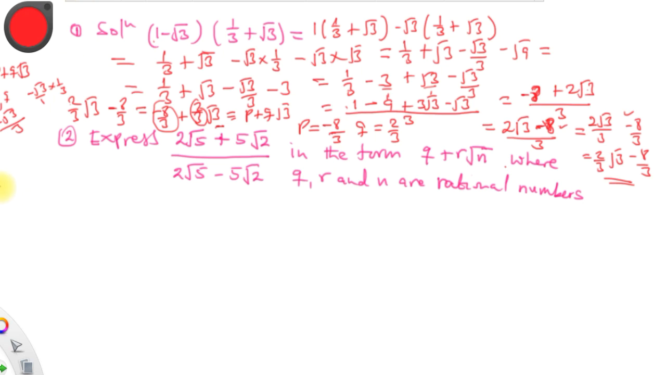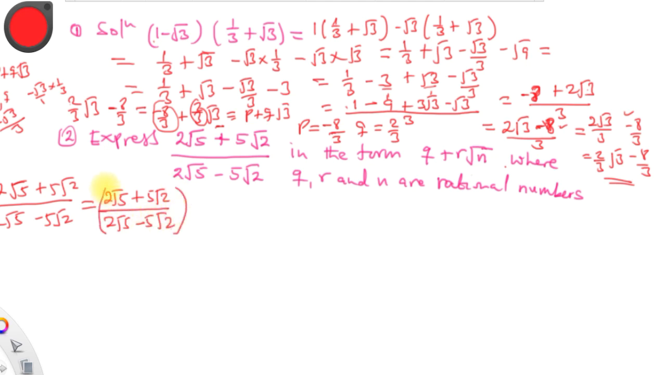If you want to solve this division, or rationalization, it's given by 2 root 5 plus 5 root 2, all over 2 root 5 minus 5 root 2. So if you want to solve, we write the same thing: 2 root 5 plus 5 root 2, all over 2 root 5 minus 5 root 2. So this is what is given.